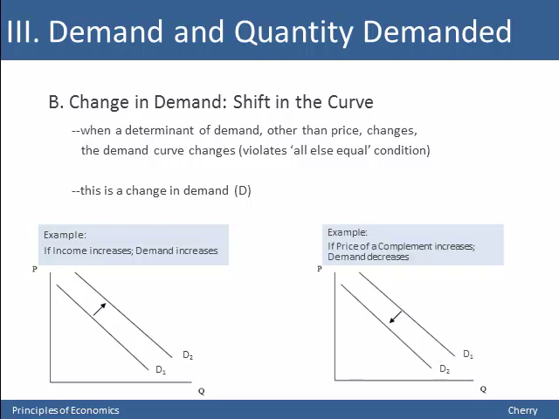Let's look at another example. Let's suppose that the price of a complement increases. You remember, the price of a complement has a negative relationship with demand. So if prices increase, demand is going to decrease. And that's a shift to the left of the demand curve. So an increase in demand is a shift to the right, a decrease in demand is a shift to the left. And what causes the shift in the curve is when something other than price changes. So a change in demand implies that there is a shift in the curve.